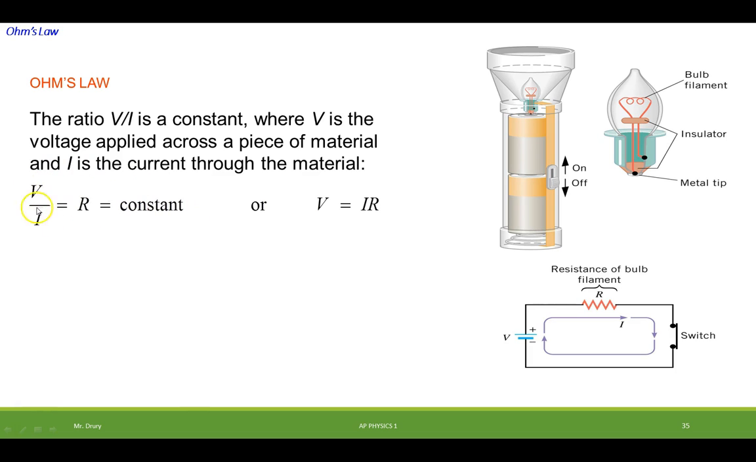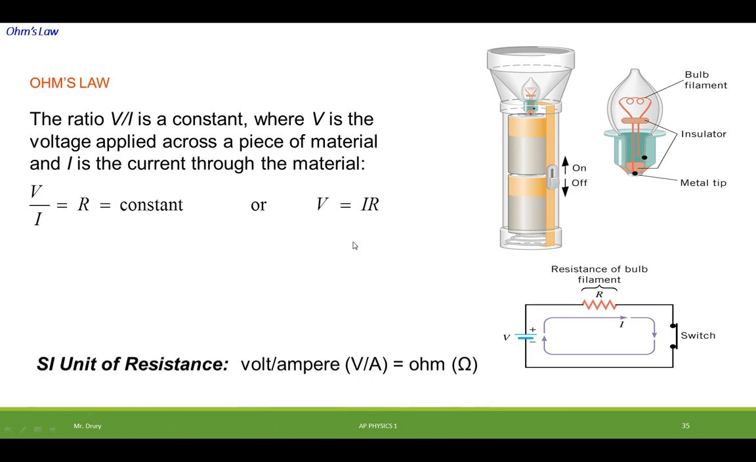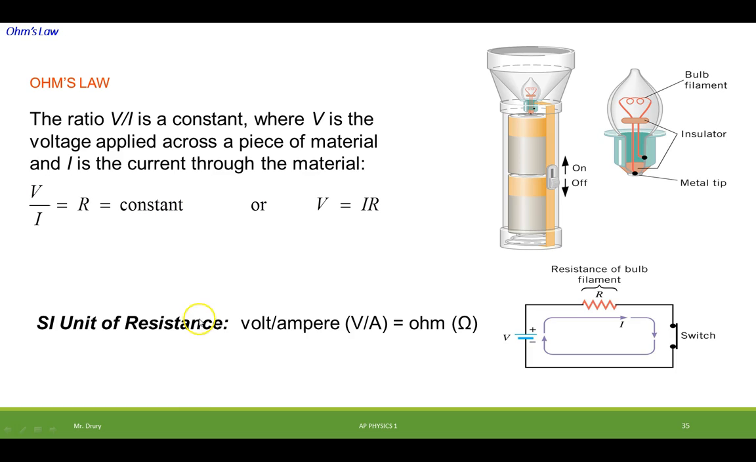So if we assume something obeys Ohm's law, we can actually take this equation and solve for other terms such as V. In other words, voltage is equal to current times resistance. And the unit for resistance is volts per amp, which is commonly called an ohm.